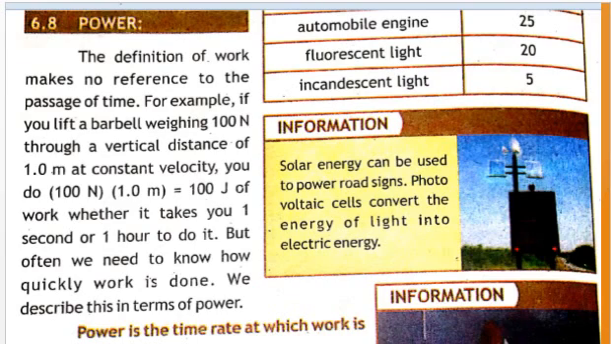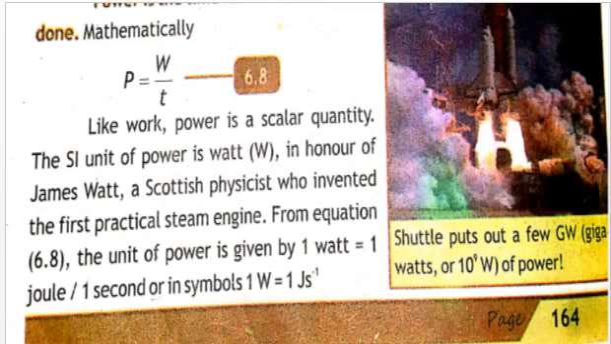But often we need to know how quickly work is done. We describe this in terms of power. Power is the time rate at which work is done. Mathematically, P equals W by T. Like work, power is a scalar quantity. The SI unit of power is watt.